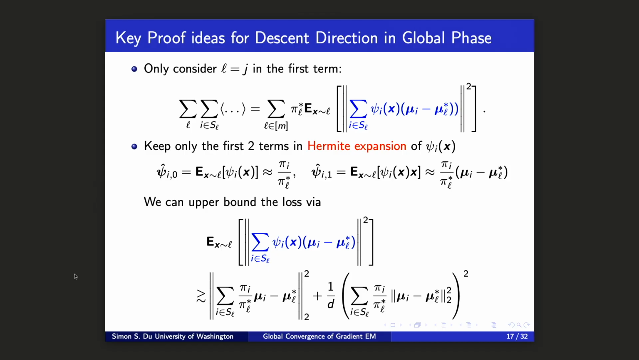that are exponentially small and look at the L equals J term. And to relate this to the loss, you do a Hermite expansion, and then you end up with something related to the means and the pi's, and you can use these to upper bound the loss. That's the main takeaway from our analysis. So that's the first part, for the global phase.